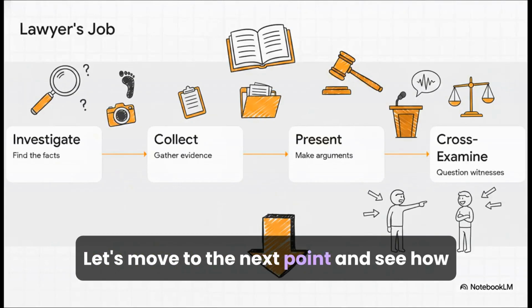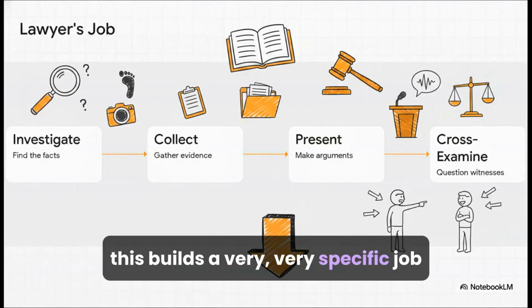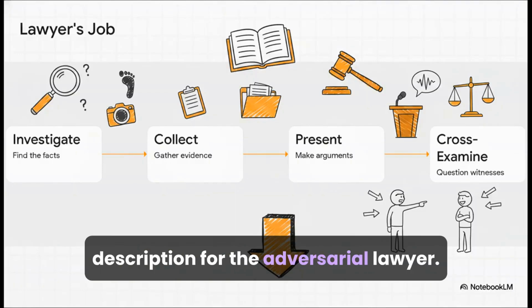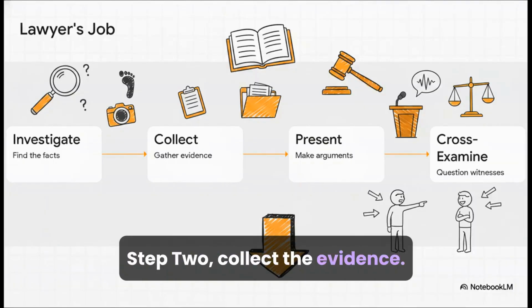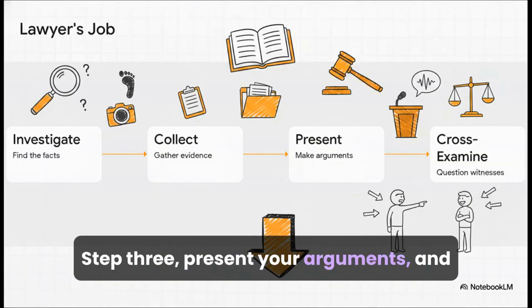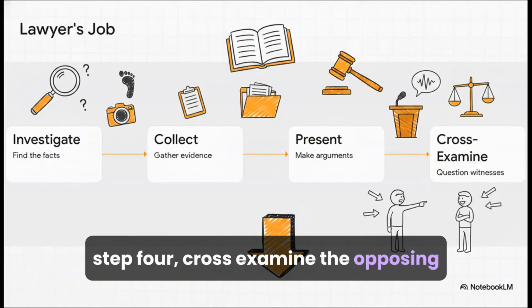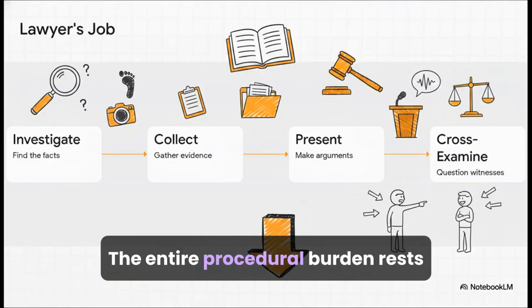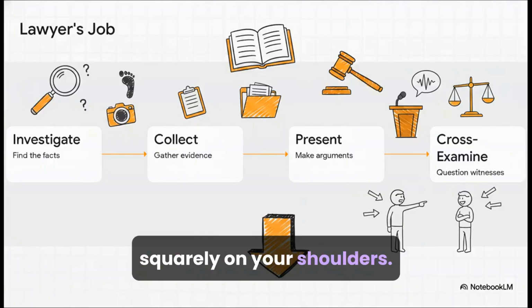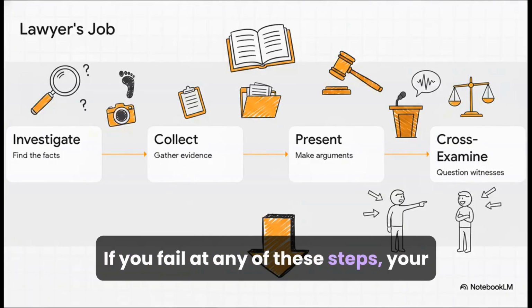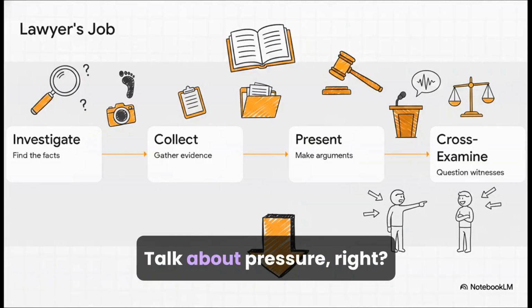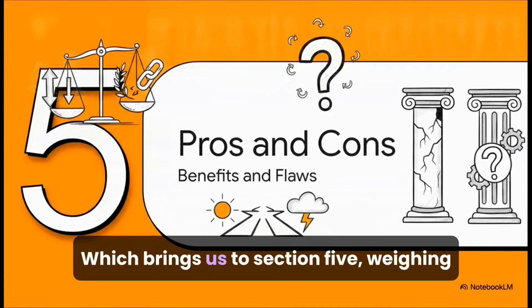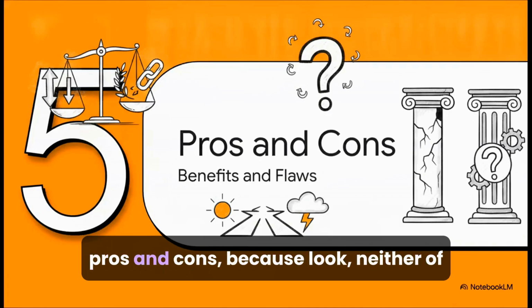Let's move to the next point and see how this builds a very specific job description for the adversarial lawyer. Step 1, investigate. Step 2, collect the evidence. Step 3, present your arguments. And Step 4, cross-examine the opposing witnesses. The entire procedural burden rests squarely on your shoulders. If you fail at any of these steps, your client loses, regardless of what the actual truth might be. Talk about pressure, right? Which brings us to Section 5, weighing pros and cons.